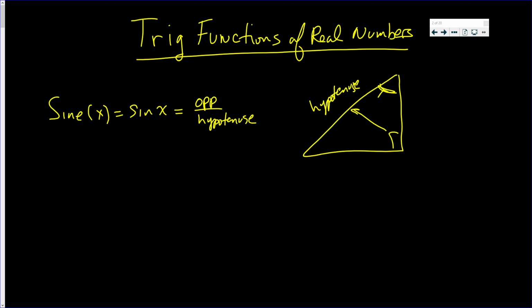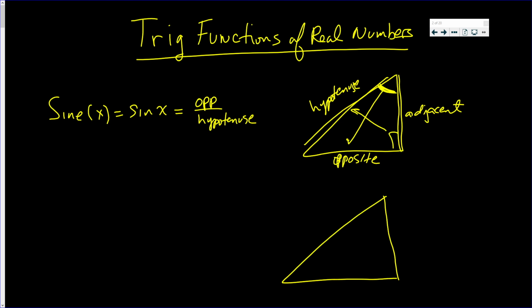that angle, thus opposite it. And adjacent means next to, but not the hypotenuse. So this side is the adjacent. The opposite and the adjacent depend upon which angle we're talking about. If we're talking about this angle, well, that's the opposite.